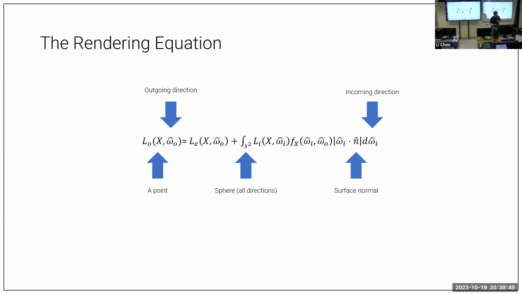Now you can understand. How this point will look to me basically means the light it gives out plus the light it reflects. Right? Very easy to understand. Then we can decompose.